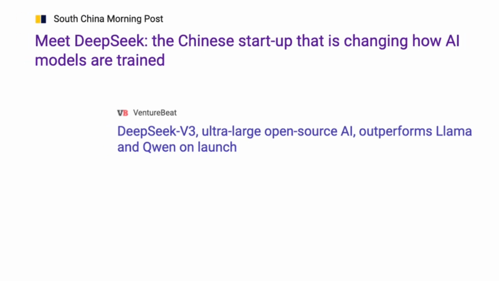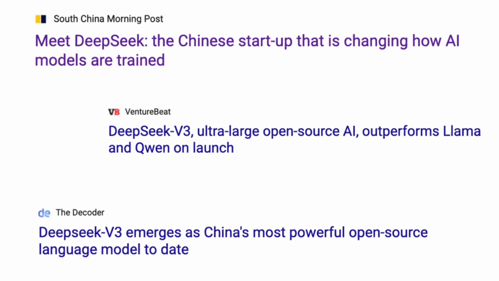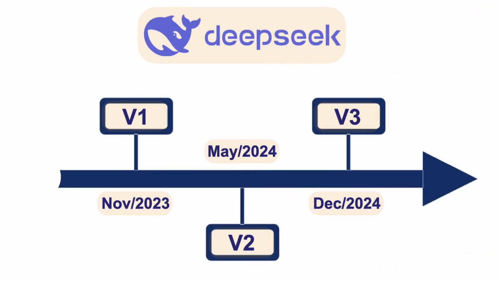Anyway, the model is DeepSeek version 3. DeepSeek is an AI company based in Hangzhou, China. And as you can see, this is a company that has released three models in the last 13 months. So they are really committed to releasing models at a regular cadence.